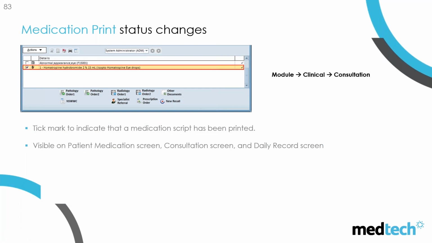Medication print screen changes, quite a good change here. There's a tick mark to indicate that a medication script has been printed, which is a good addition because a lot of times that is the wrap up of a consult when you are printing. You can see there, it's also visible on your patient medication screen consult. You can see on the consult that it's ticked that you've actually printed that script.